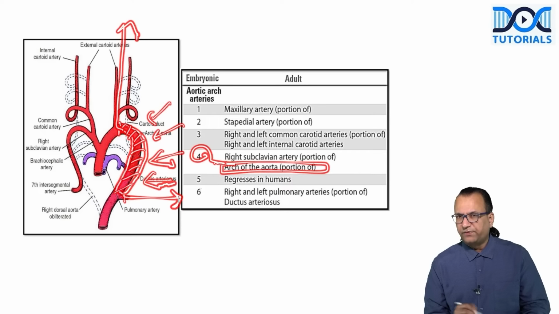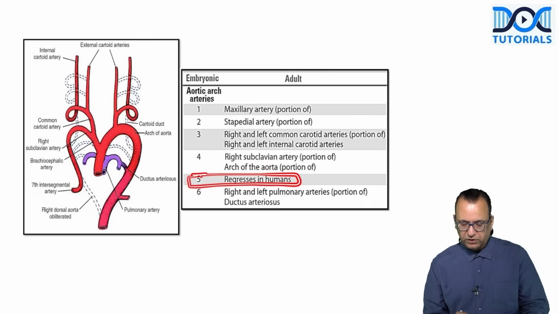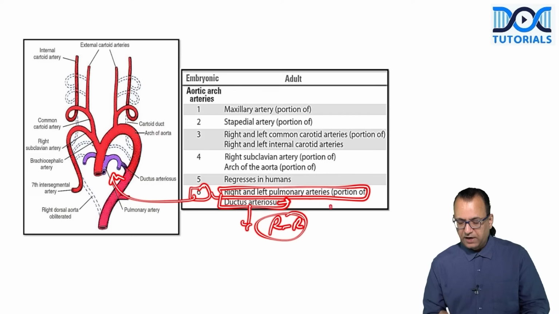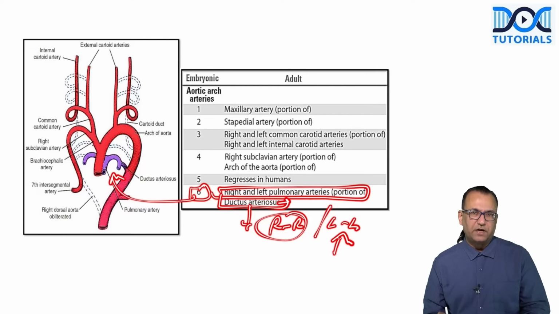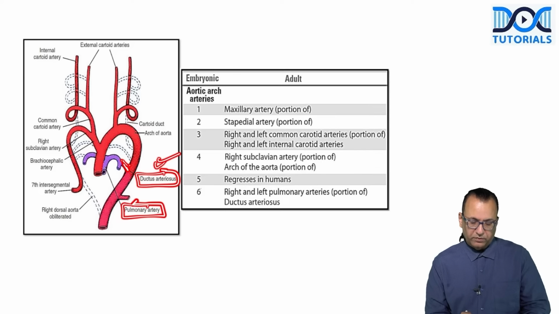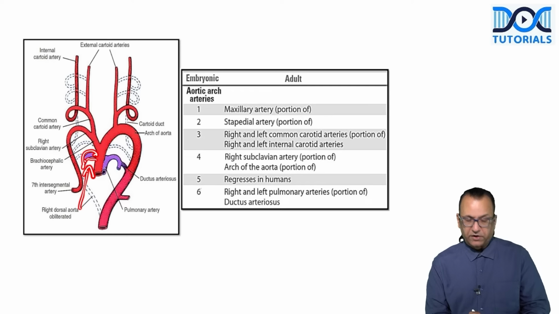What about the fifth arch? The fifth arch is rudimentary in humans, so it doesn't contribute anything, no remnant as well. But the sixth arch, which is shown here in violet color, gives the right and left pulmonary artery and also the ductus arteriosus. But remember, the right regresses and the left is left, meaning the ductus arteriosus is left only on the left side, as shown in the diagram, along with the pulmonary artery, though the pulmonary artery on the right side is also from the sixth arch artery. So this gives you some basic idea.